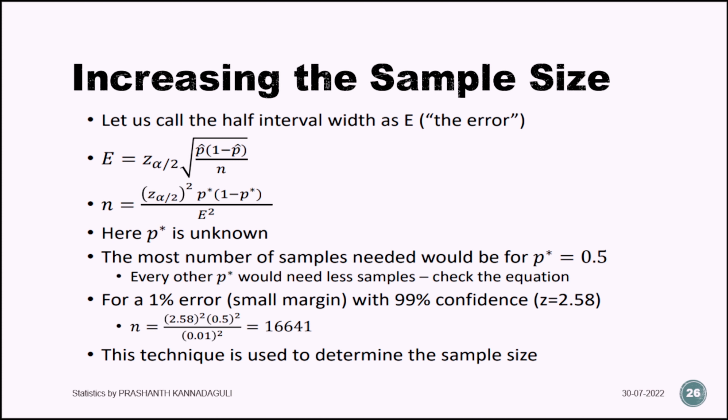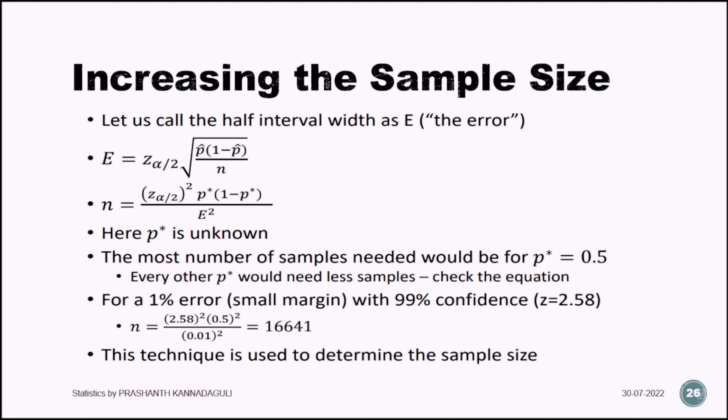I want 95%. Z alpha by 2 is fixed to 1.96. I cannot change it. P cap into 1 minus P cap, we cannot change. Capital E is the one which I expect. I expect 1%, or I expect 5%, fixed. So the only parameter you can change is the number of people you sample. 1000 gives you 3%, no problem. If I want 1% error, I have to increase n. What is that n? Just see here. So the above equation has been modified to get this.